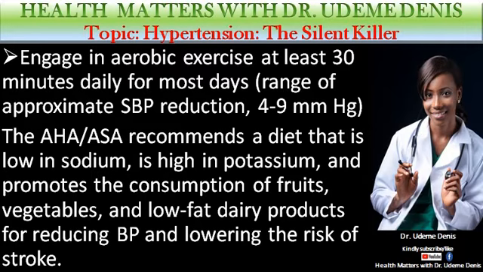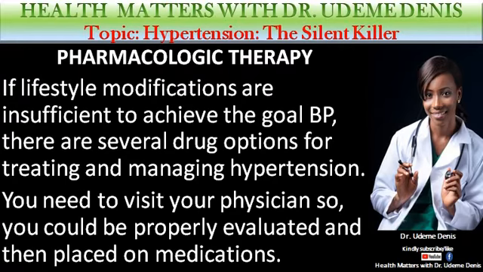The American Heart Association and the American Stroke Association recommend a diet that is low in sodium, high in potassium, and promotes the consumption of fruits, vegetables, and low-fat dairy products for reducing blood pressure and lowering the risk of stroke. If lifestyle modifications are insufficient to achieve the goal blood pressure, there are several drug options for treating and managing hypertension, but you need to visit your physician so you can be properly evaluated and placed on medications.